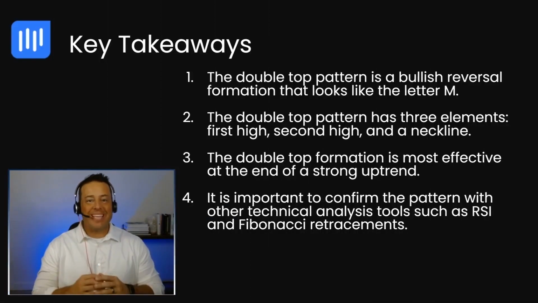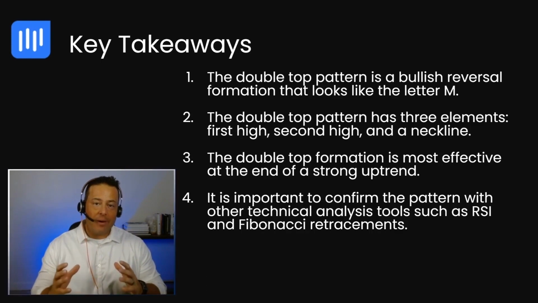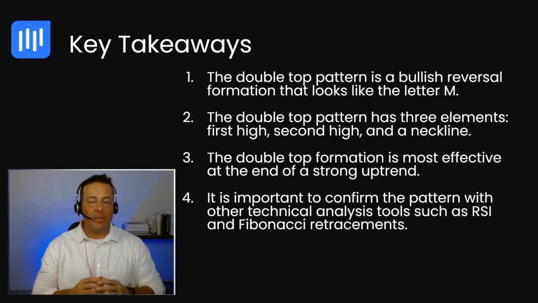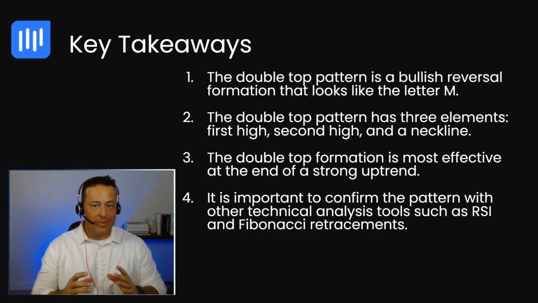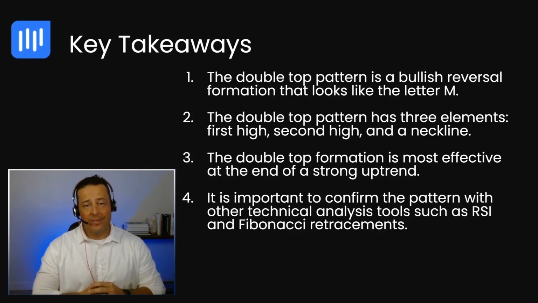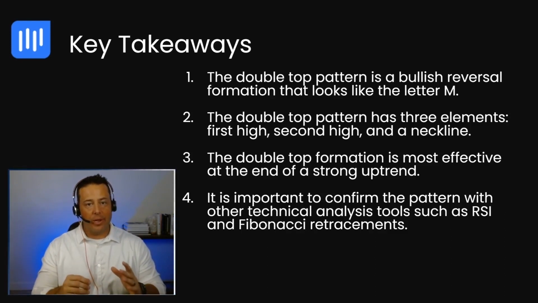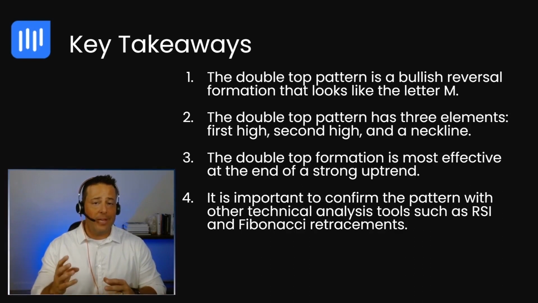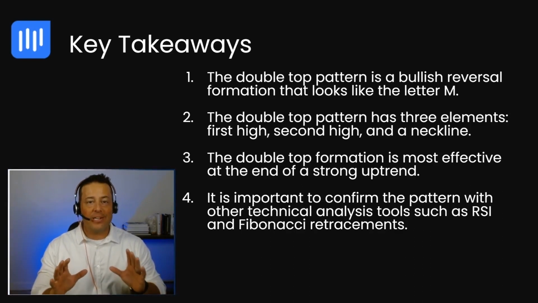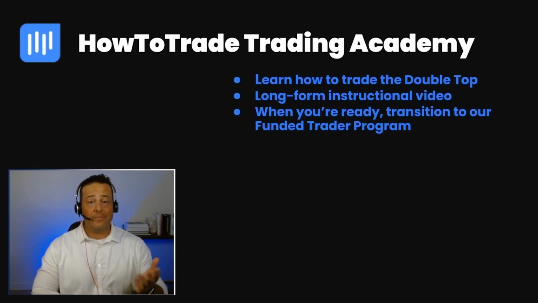Now, let's review some of the key takeaways from the double top pattern. Number one, the double top pattern is a bearish reversal formation that looks like the capital letter M. Number two, the double top pattern has three elements: a first high, a second high, and a neckline. Number three, the double top formation is most effective at the end of a strong uptrend. Number four, it is important to confirm the pattern with other technical analysis tools, such as RSI or Fibonacci retracements.